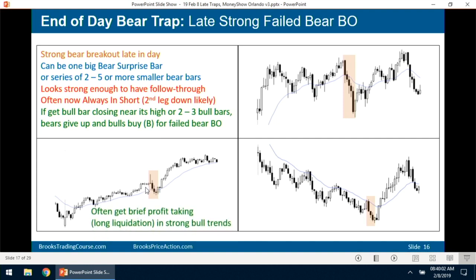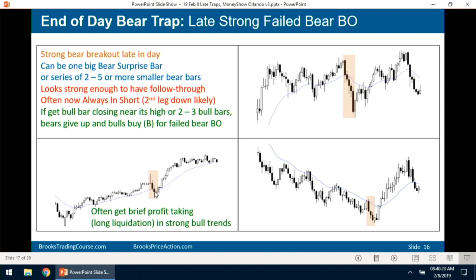Anytime you're in a bull trend and you're a bull, you're going to be looking for reasons to take profits. And that's called long liquidation. It's the opposite of short covering. When bears take profits, it's short covering. When bulls take profits, it's long liquidation. And you have to expect it. There's going to be some profit taking in every bull trend, and it creates a sell-off.